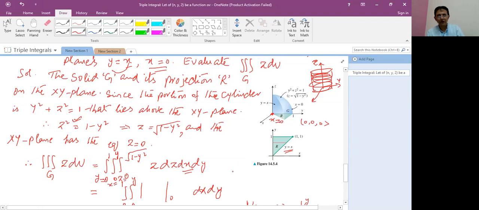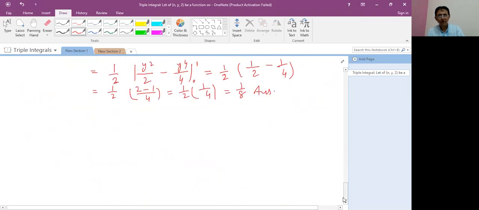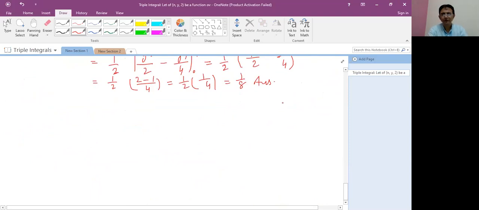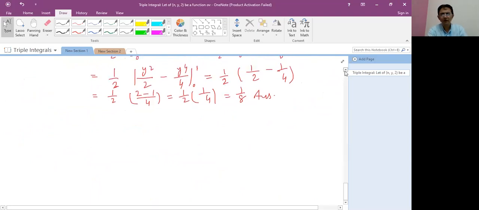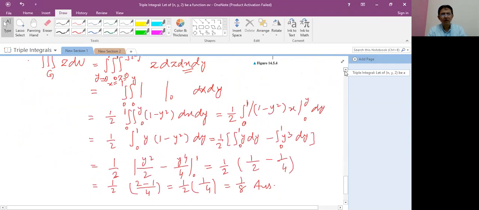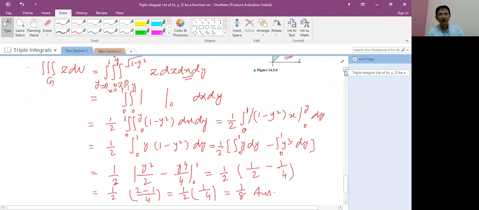So student, first we will integrate the function z dz. When we integrate with respect to z, it is z square upon 2, and the limit of z is 0 to the square root of 1 minus y square. So when we put here the square root of 1 minus y square and square it, it is 1 minus y square. 1 upon 2 is a constant outside the integral, into dx into dy.